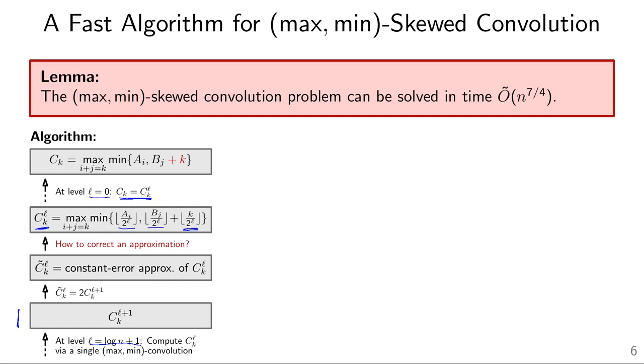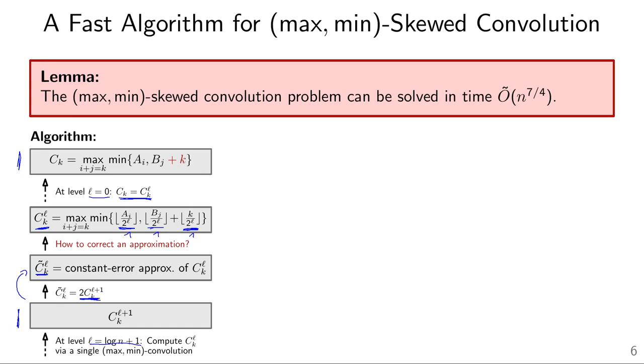Assume that we have computed the l plus first level. Then we do two steps. First, we compute this vector C tilde, which is a constant error approximation of C l. Constant error meaning that in every coordinate, C and C tilde differ by at most an additive offset of 2. That's actually easy to achieve because we can just assign this approximation to be twice the exact value of the level below. The only thing we have to take care of is that here we divided by 2 to the l plus 1 and then rounded down. Due to the rounding issues, we get an additive error of 1 here, 1 here, and 1 here. So the total error is at most 2.